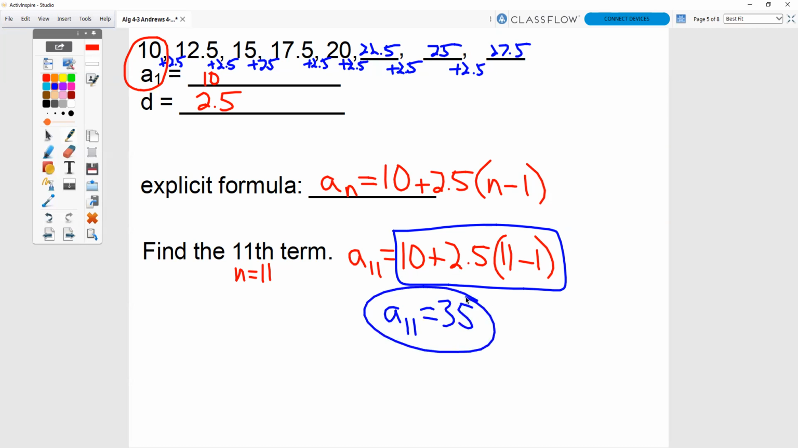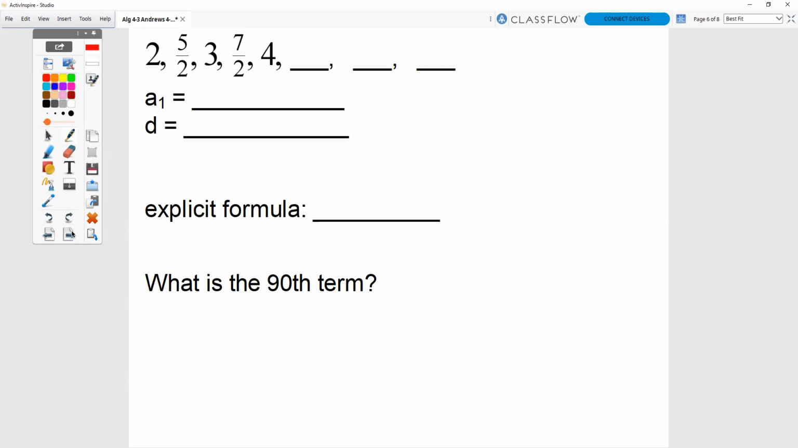If you have a fraction, like in this next one, don't use fractions. It just makes life more difficult. Change the fraction into a decimal. Remember, to change a fraction into a decimal, you have to do the top number divided by the bottom number. So 5 divided by 2, this is really 2.5. 7 divided by 2 is really 3.5. So again, I wouldn't use those fractions. I would make them into decimals.